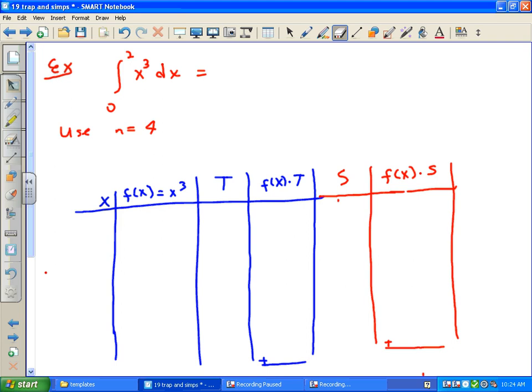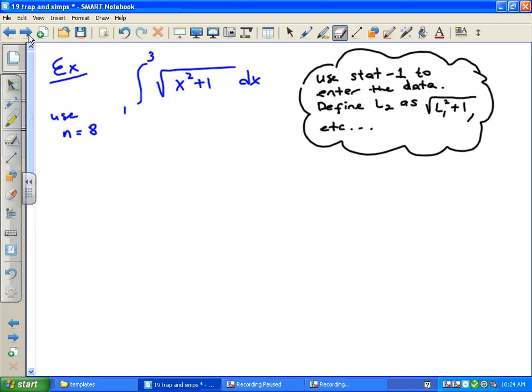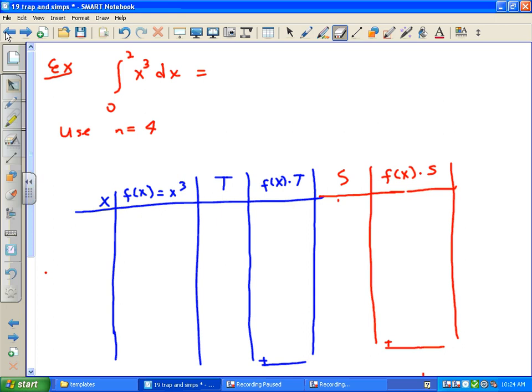But rest assured, some of the examples we're going to do in a minute will look something like this, where substitution does not work. This is really where you need Simpson's method and the trapezoid method. But the first example is just to demonstrate that we will get the answer you expect to get.